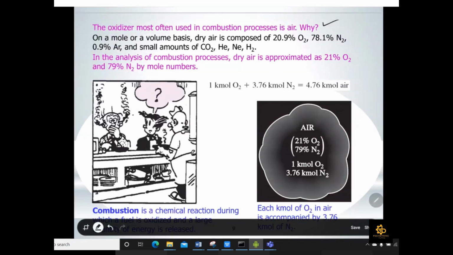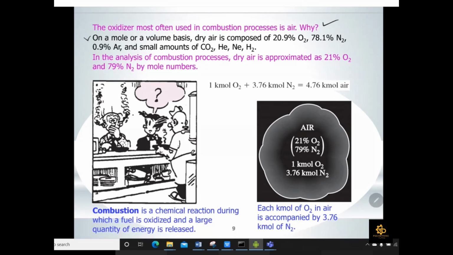There are other oxidizers as well, so why do we not choose other oxidizers? The only answer is that we can easily get air free of cost, rather than other gases which we have to pay for. That's why we most commonly use air.